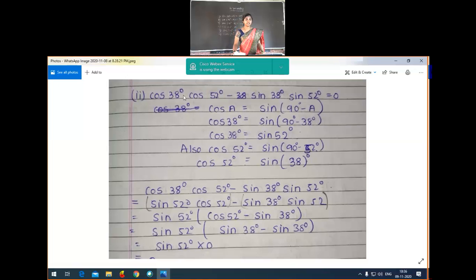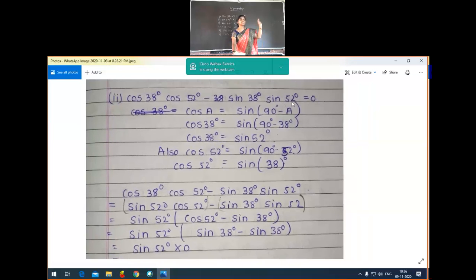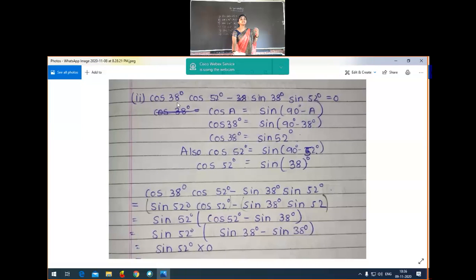Cos 38 degree into cos 52 degree minus sin 38 degree into sin 52 degree is equal to 0, we have to show. Now the target is to make this side 0. How can we make 0? Let us take this one, cos 38 and cos 52. Cos A is equal to sin 90 minus A. So cos 38 we can write as sin 90 minus 38. Then cos 38 value is equal to sin 52. Got the idea of this one? Cos 38 value is equal to sin 52.